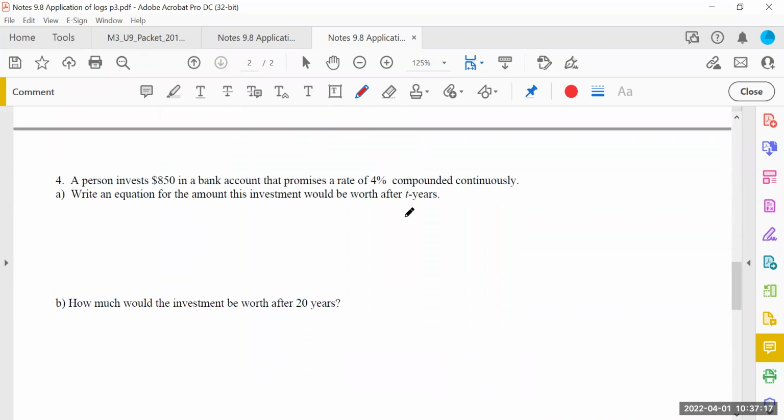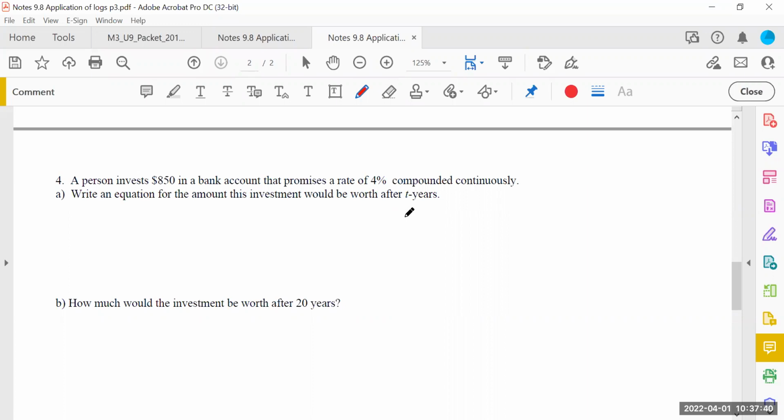And we'll talk a little bit more about interest rates, common interest rates, what it means, what it looks like, if there's time. Number 4, a person invests $850 in a bank that promises 4% compounded continuously. This is, again, without that second equation. How do I divide by infinity and multiply by infinity? I can't do that without calculus.